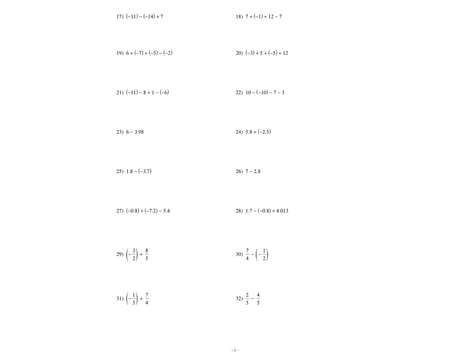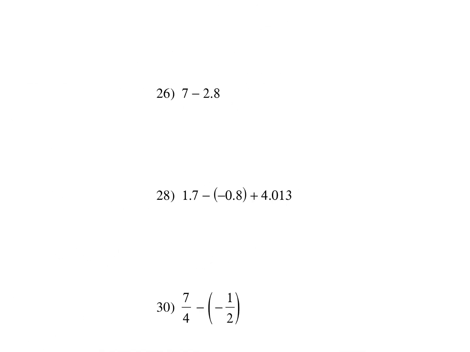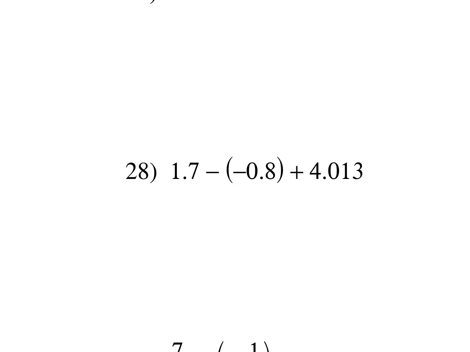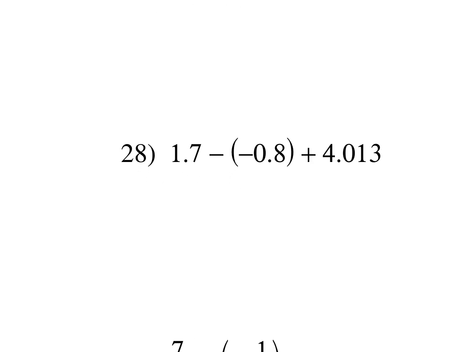Moving on to the second page. Let's do one decimal problem and one fraction problem, okay? We're going to do number 28. Same thing, we've got 3 numbers. So we're going to take 1.7 and subtract negative 0.8 from that 1.7. Now, remember, you have to take this negative and distribute it to the negative 0.8.